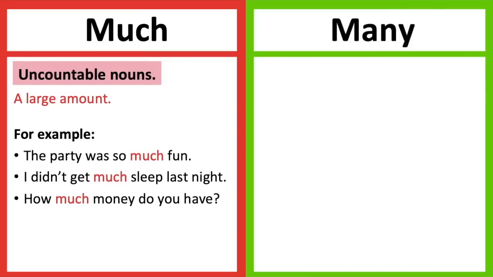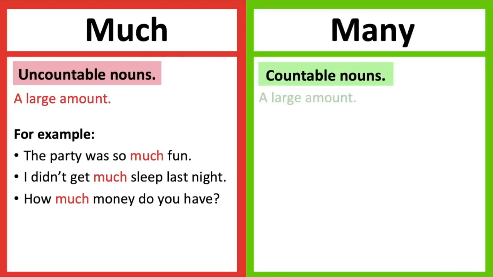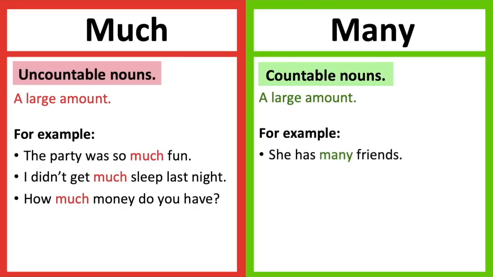Many. Many is used with countable nouns. Again, it refers to a large amount. For example, she has many friends. The countable noun in this sentence is friends. So we're saying that she has a large number of friends.